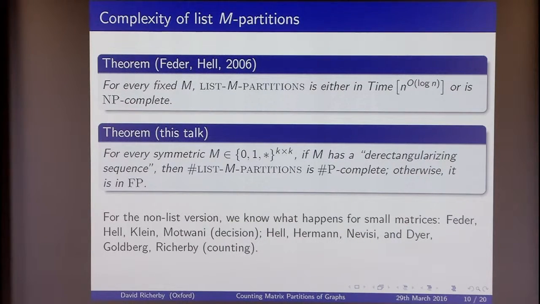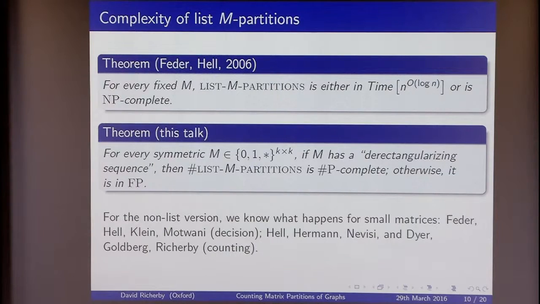Okay, and also, we're not completely tied to lists. Some work has been done on the problem without lists for small matrices. So the decision version is known to be polynomial time or NP-complete. The criterion there is essentially if 3-coloring is hiding inside your matrix, then guess what? It's NP-complete. The interesting part is that if 3-coloring isn't hiding inside your matrix, then it turns out that there's a polynomial time algorithm.